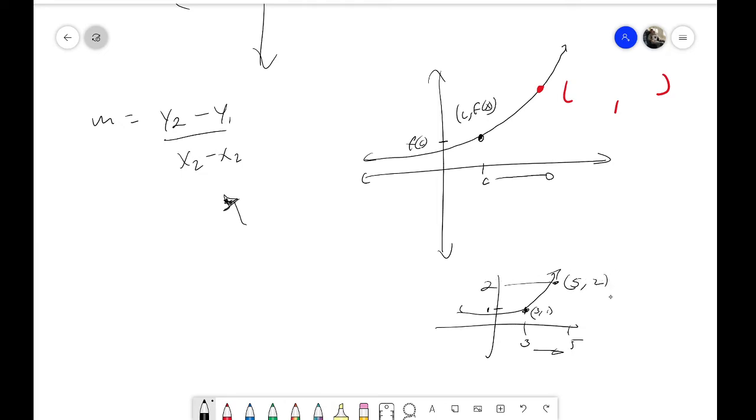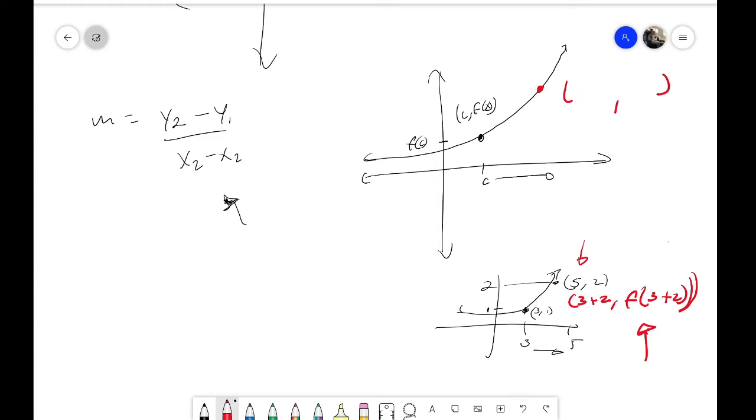Let's say that's (5, 2). I could express this point as (5, 2), but I could also express this point as 3 plus 2 on the x coordinate, and f of 3 plus 2 in the y coordinate. Okay, so this is the same way of expressing this. So that's what's going to be happening here.